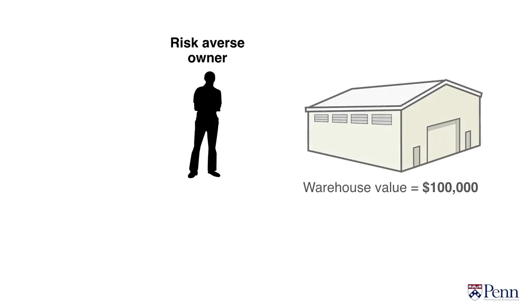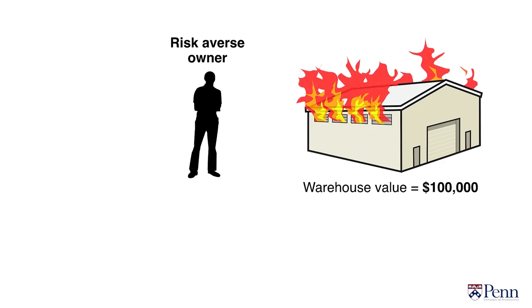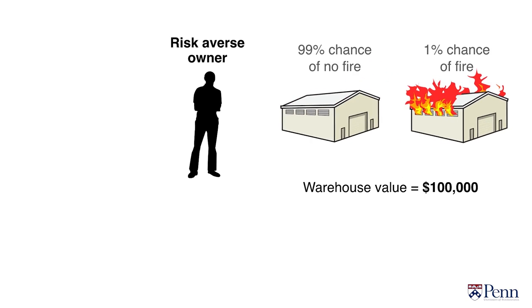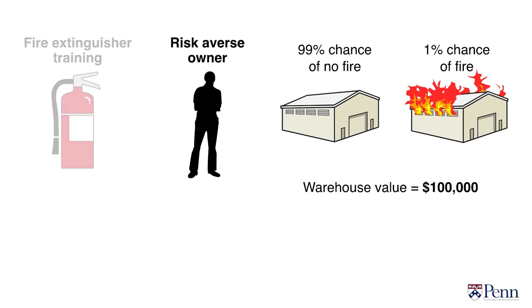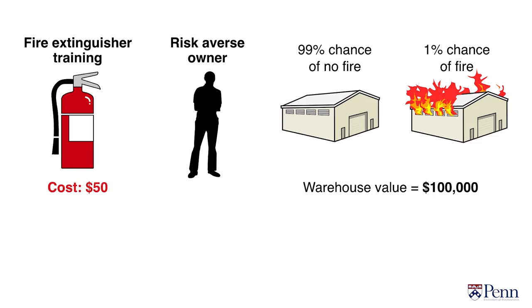Let's consider the risk-averse owner of a warehouse that is valued at $100,000. The warehouse contains hazardous materials that can be very flammable, and the annual likelihood of a fire is assessed at 1%. It turns out that the owner can reduce the risk of fire by providing fire extinguisher training to all warehouse employees. The training is subsidized by the local fire department and only costs $50.